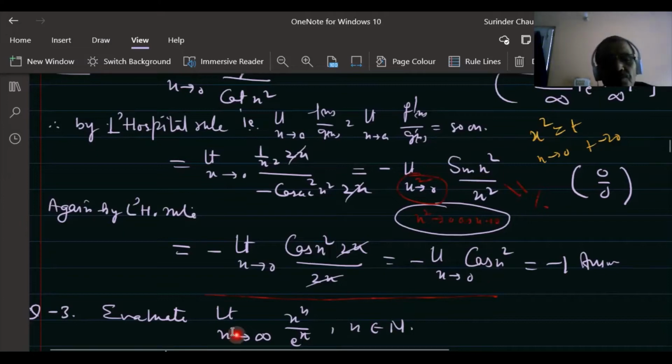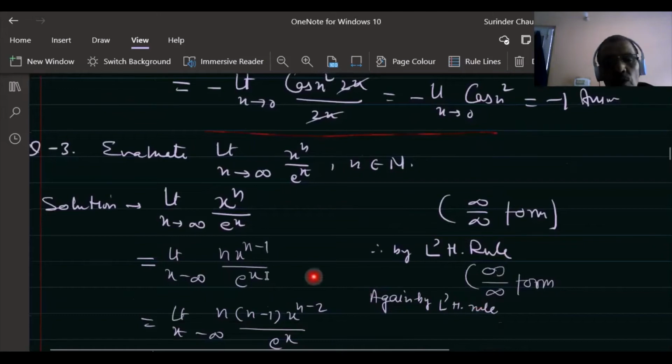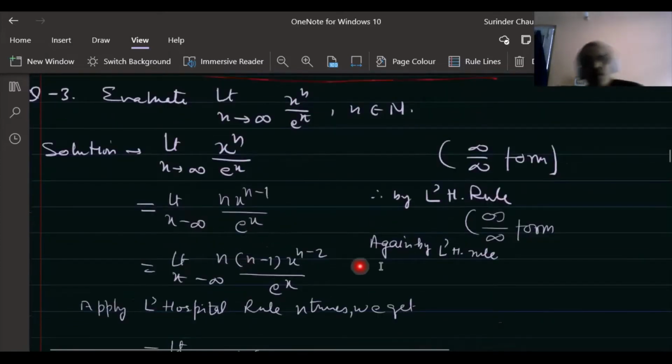Next, evaluate the limit as x tends to infinity of x^n upon e^x. Now as x goes to infinity, here we can replace it for all n belonging to the natural numbers. This is an infinity upon infinity form, so we can apply L'Hospital's rule. Again differentiating this, n x^(n-1) upon e^x. Again infinity upon infinity, so again apply L'Hospital's rule.